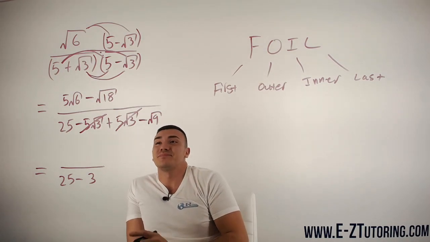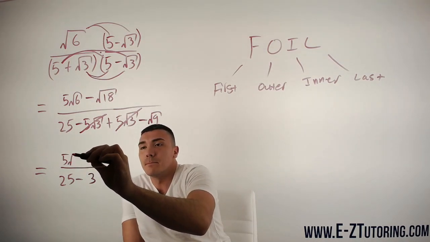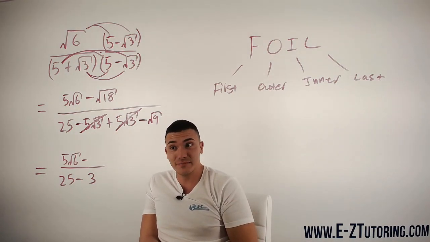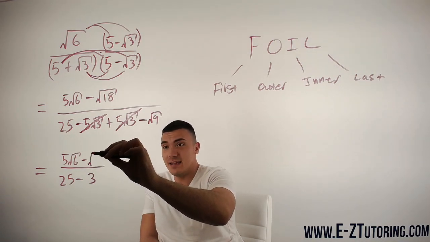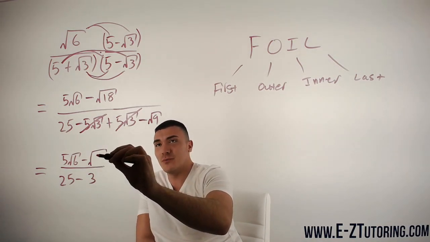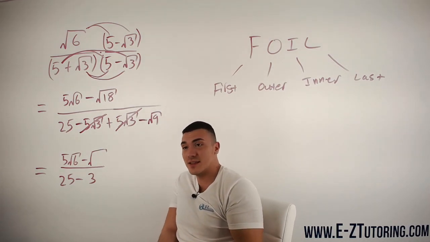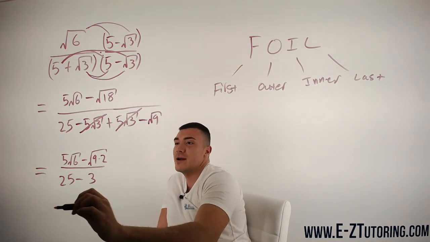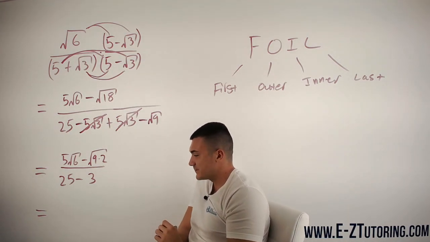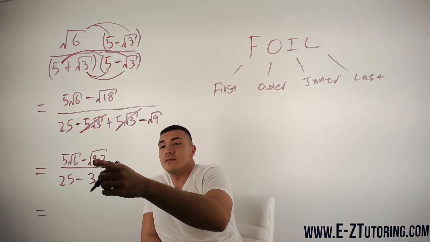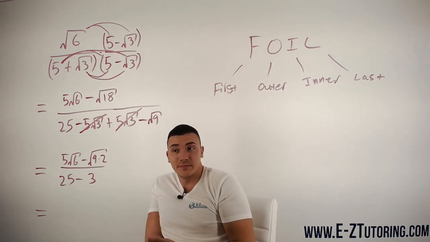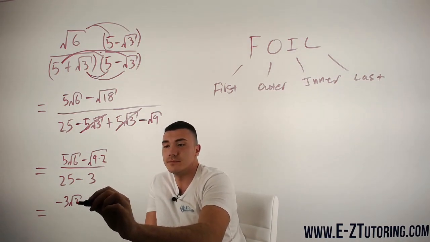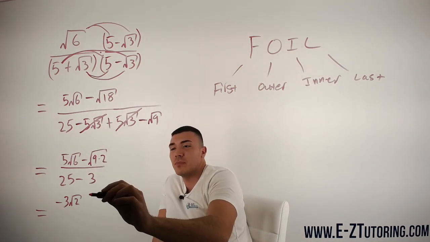All right, now on the top, 5 root 6 minus square root of 18. Square root of 18 can definitely simplify. And we always want to simplify any math expression that we're working with. So you want to think of a perfect square that goes in there. And we know that 9 goes in there. 9 times 2. All right, one last step for simplification. We can take the square root of 9 out, which is 3. So that's like negative 3 root 2. And then we have plus 5 root 6.